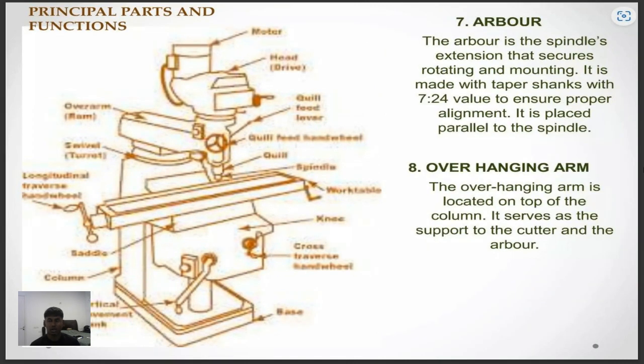Arbor. The arbor is the spindle's extension that secures rotation and mounting. It is made with taper shanks with 7:24 value to ensure proper alignment. It is placed parallel to the spindle. Overhanging arm. The overhanging arm is located on top of the column. It serves as a support to the cutter and the arbor.